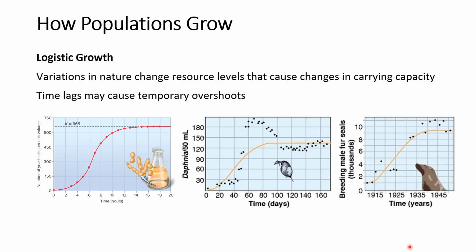Here we're seeing what logistic growth might look like in breeding male fur seals. Notice that the line is more or less showing you a trend, like a trend line. You can have some overshoot and some time lags here, but eventually you see where that pattern is. So it's not always going to be graphed like a perfect S-shaped curve. It might have some overshoot or some spread in the numbers.